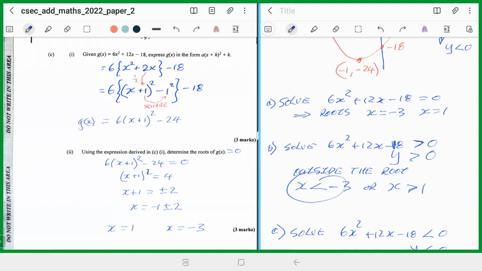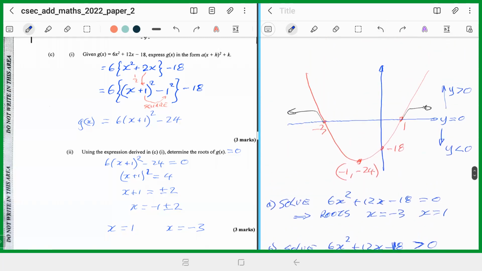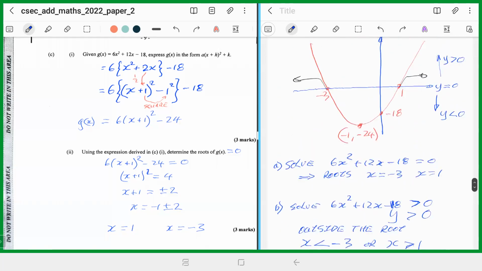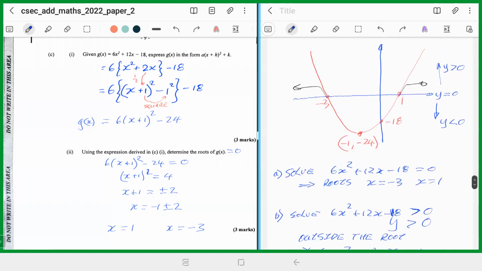Why do you have to write them as 2 separate inequalities? Look at the graph. We have to use the word or. Why do we have to write them as 2 separate inequalities and use the word or? Because you cannot be greater than 1 and less than negative 3 at the same time. So it's an or situation. Either you're less than negative 3 or the x value is greater than 1 for the y value to be positive, above the x-axis.